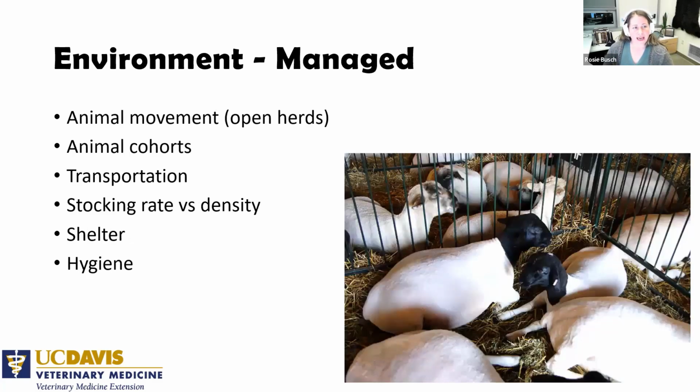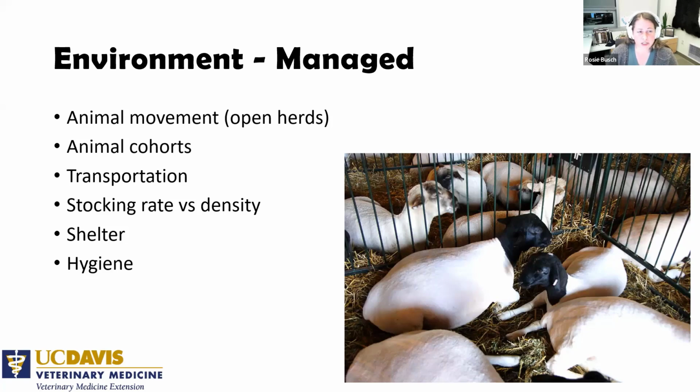Okay, things that we can manage is animal movement between herds to a degree, and then animal cohorts, so how we group our animals together. Maybe we have an older herd that might be losing weight, and so we manage them a little bit differently than we have our younger animals, or within our lambing or kidding groups, we might group them in kind of 2-week bundles so that the older kids or lambs aren't exposing our really young kids or lambs to certain diseases.